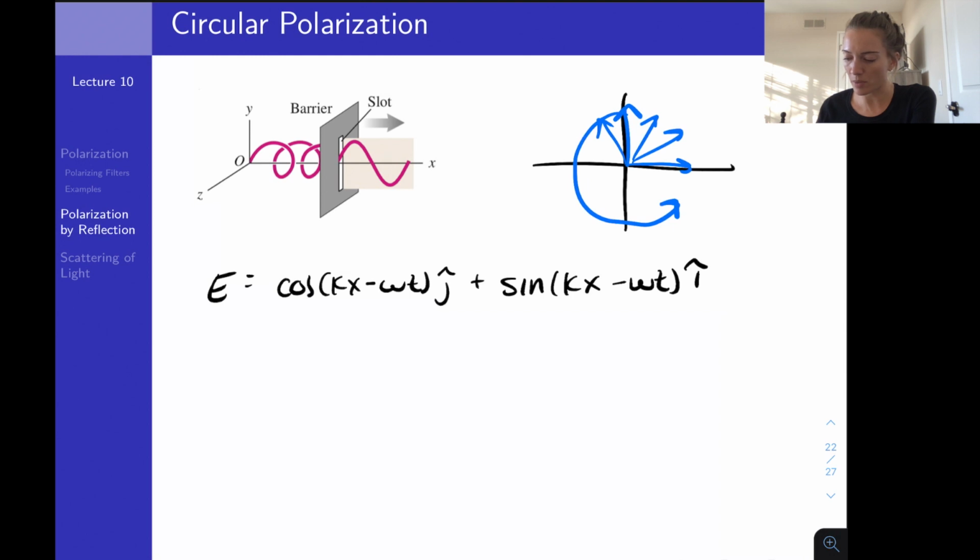Anyway, so this is just circular polarization. And like I said, you can also have elliptical polarization, where essentially the electric field vector traces out an ellipse instead, but we're not going to do anything with those problems.